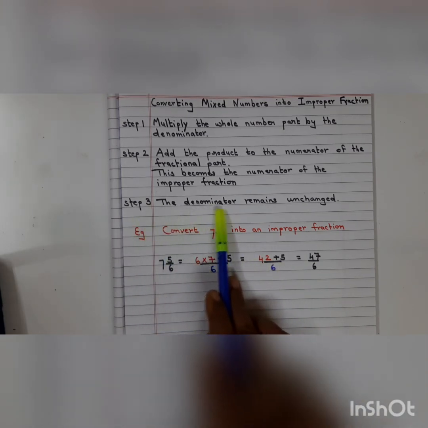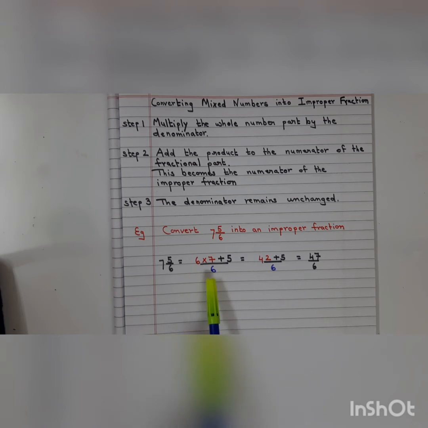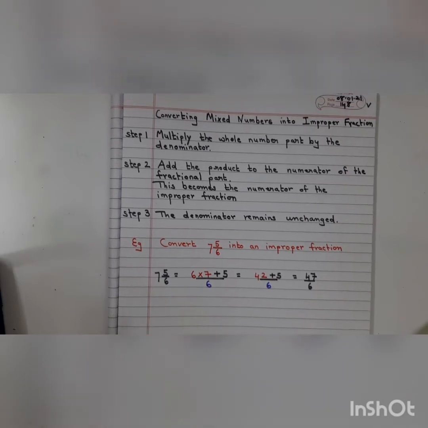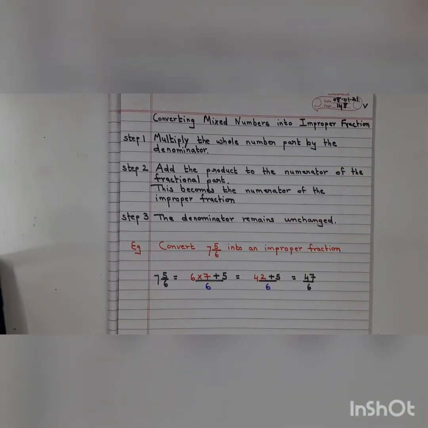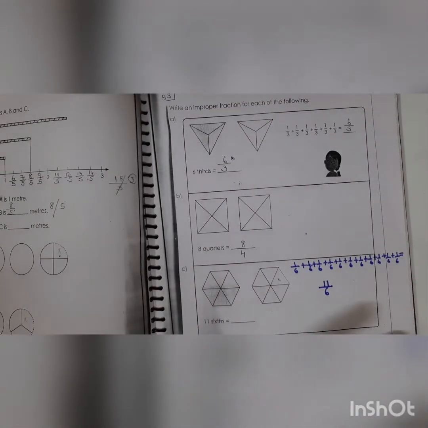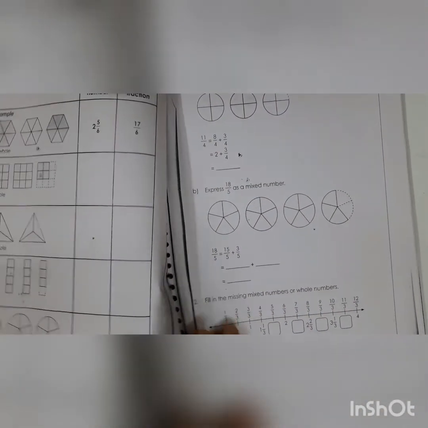And step 3 is what? The denominator remains unchanged. Can you see? 6, 6, 6, 6. Right? So what did you do, children? You multiplied 6 into 7. To that product, you will add 5. 7 6s are 42. And then you add 5. So this is how you convert a mixed number into an improper fraction. So let's move to the next exercise. Okay, so this is your next exercise here.